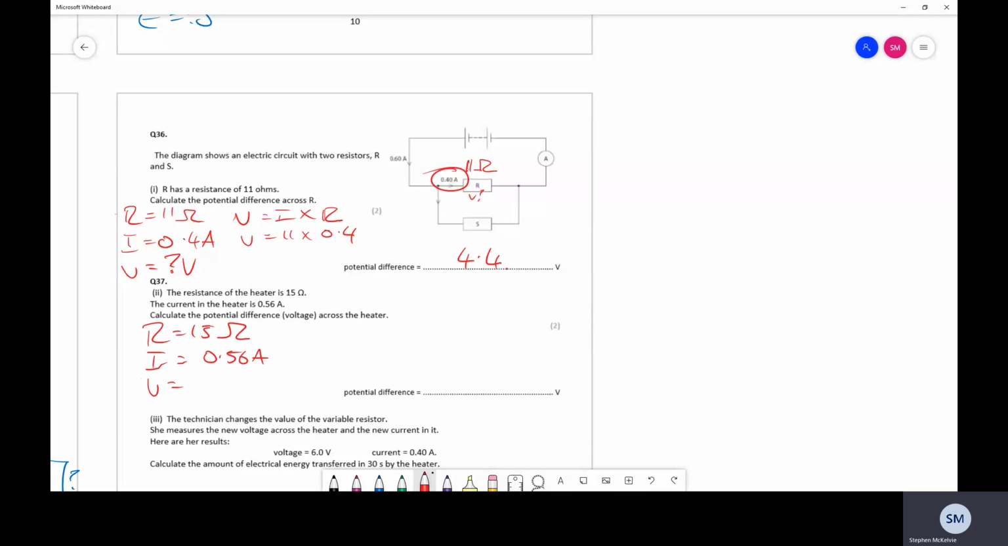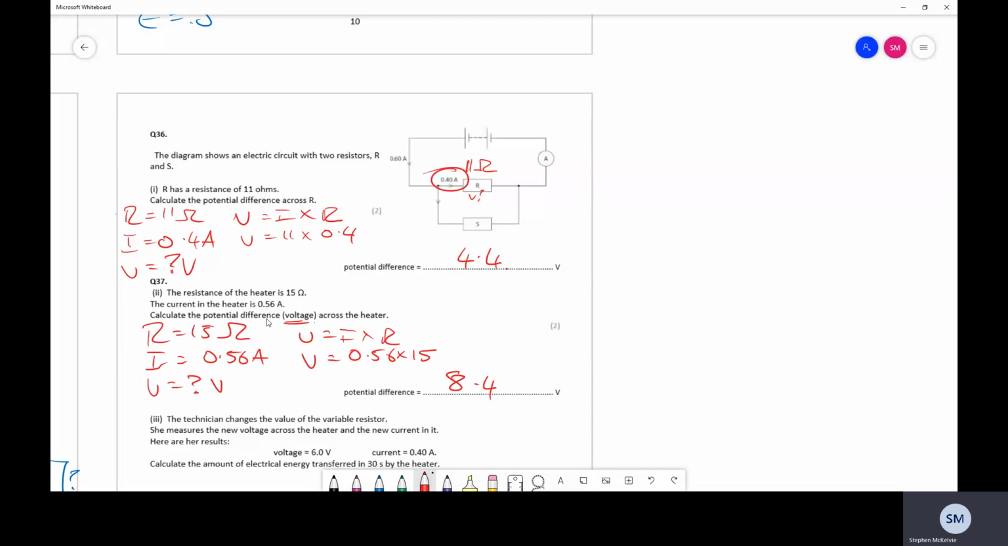Calculate the potential difference, voltage, across the heater. They even gave us the current there, which is nice of them. V is equal to I times R. V is equal to 0.56 times 15. I don't like 15. It's an obnoxious number. Got a green hint about it. Voltage is equal to 8.4 volts.